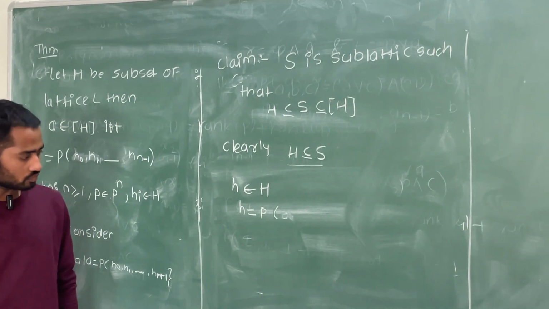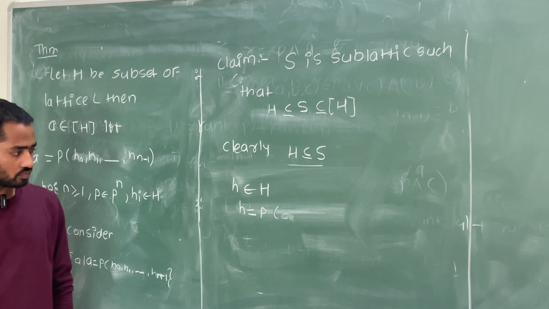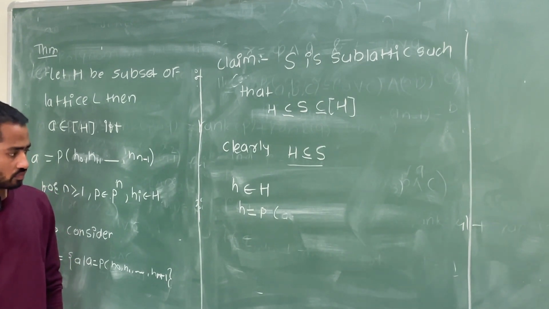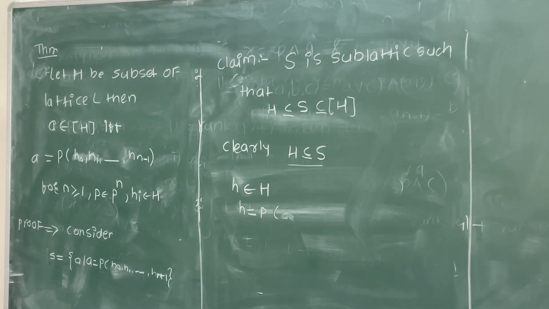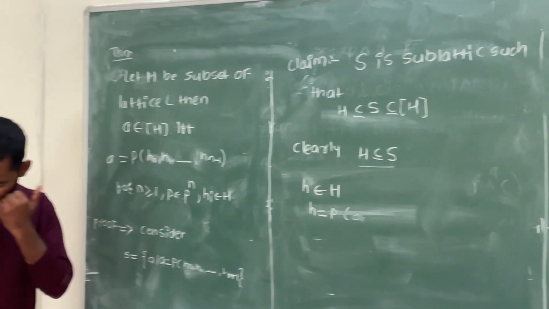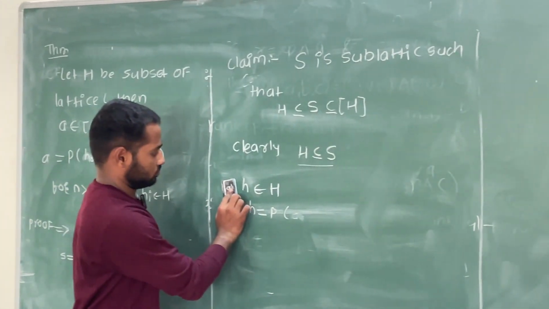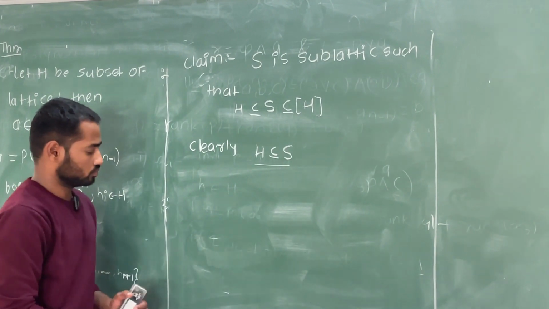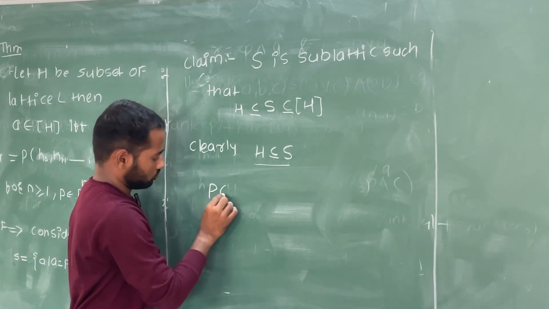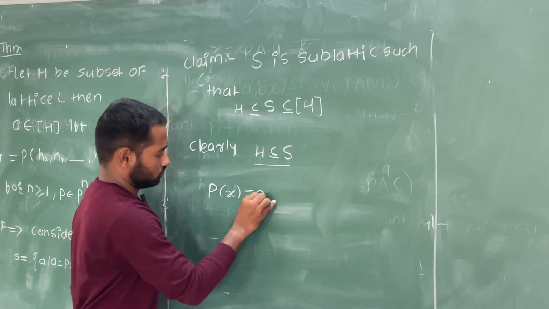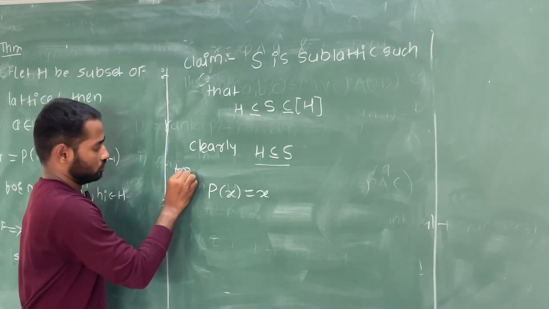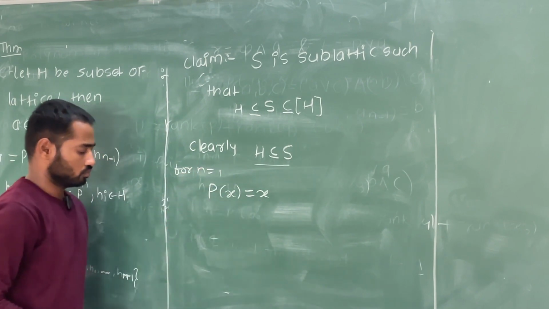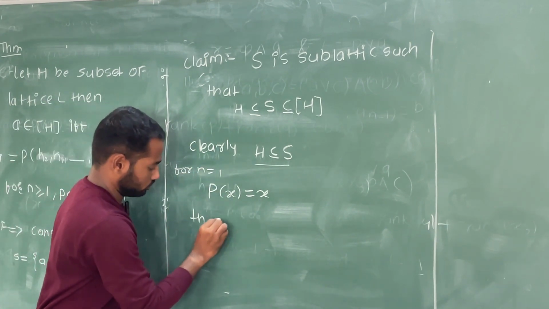So you simply take P as the identity polynomial. Simply take P of any xi is equal to xi. Is this clear? P of x is equal to x. It is an identity polynomial, yes or no? Then for any h belonging to capital H, what is P of h? P of small h is equal to h.